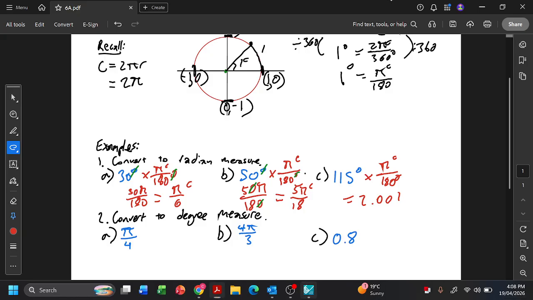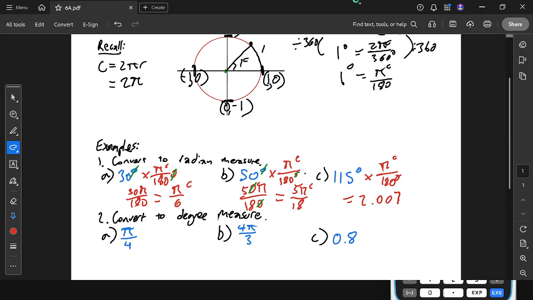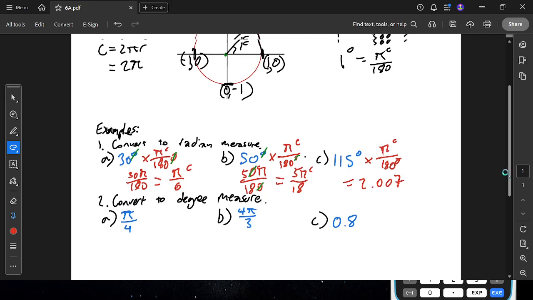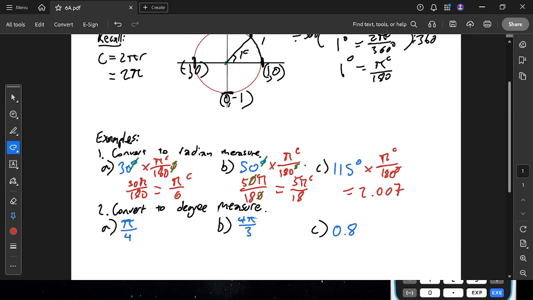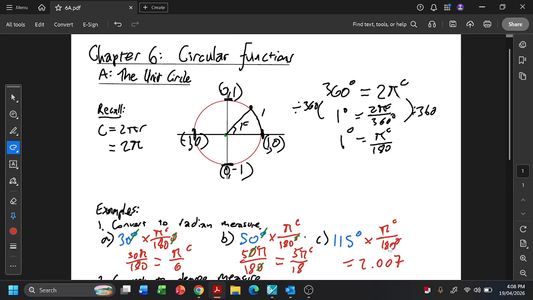2.007, yeah. All right, and I guess one little realization that you can make here is that given that we're talking about 360 degrees being equal to 2 pi radians, we should see that if we were to multiply by this 360, we would get 2 pi.